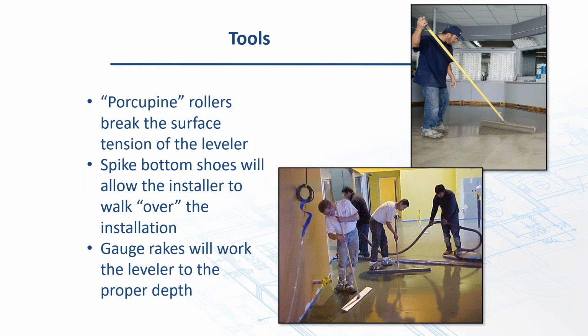Porcupine rollers can be helpful. They break the surface tension, allow the material to flow a little bit quicker. Spike shoes are very helpful when walking over an installation, depending on your thicknesses and so on. And gauge rakes can help a lot too.